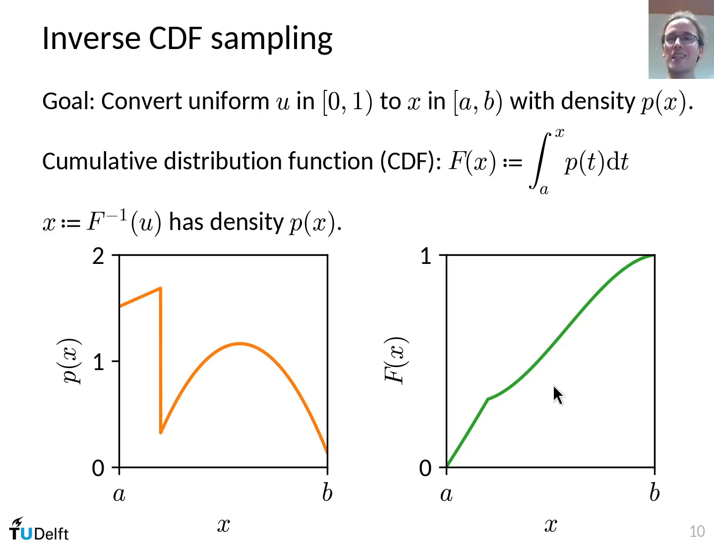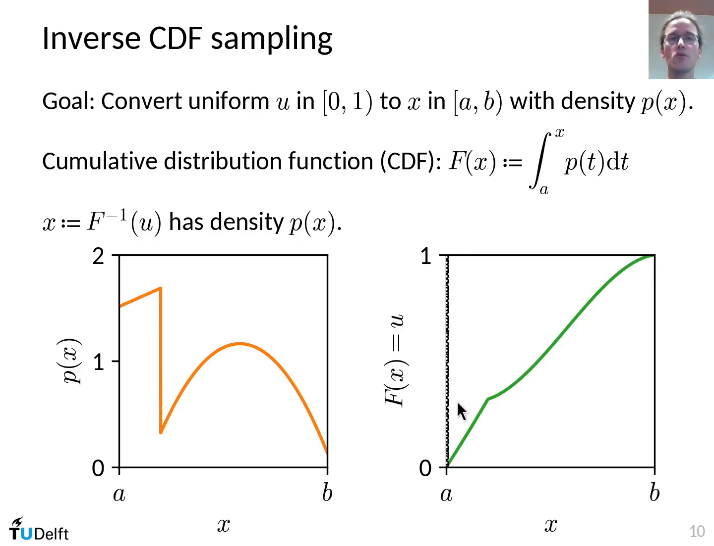And now I claim that if we want to achieve our goal of generating samples x distributed with density p of x, then we can do this by simply putting uniform random numbers u in the interval from 0 to 1 into the inverse of the CDF. And let me explain why I claim that this works. I will also show you a proper proof in a second, but for now let's look at it geometrically.